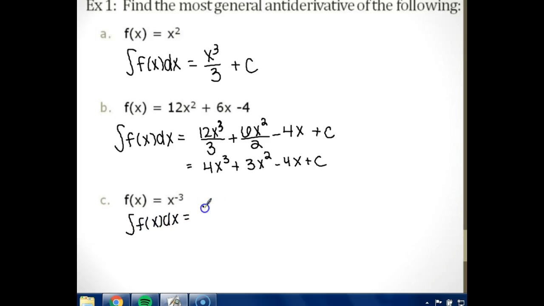That's not perfect. So again, power rule says we add 1. So you get negative 2, and you divide by your new exponent. So this is really like negative 1 over 2x squared plus c. That 2 is part of the denominator. I think sometimes we try to bring it up.